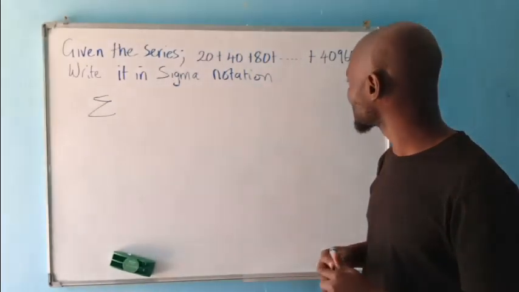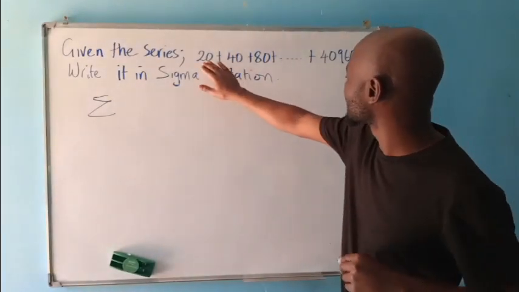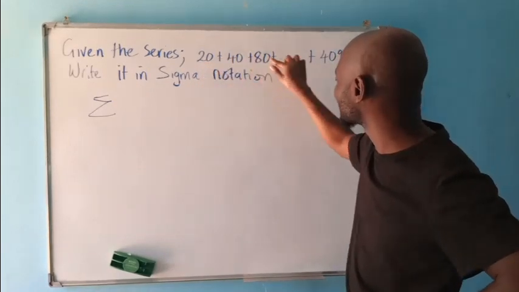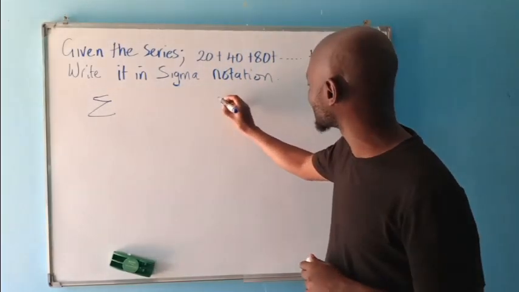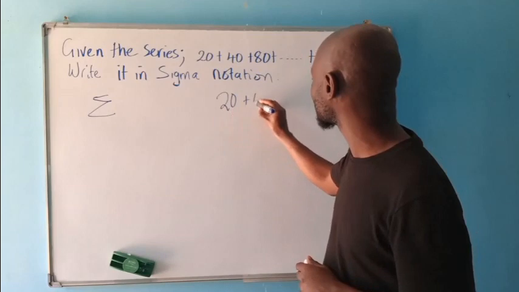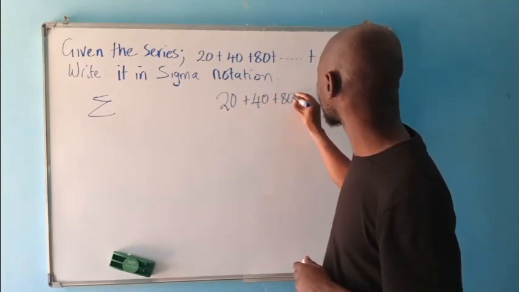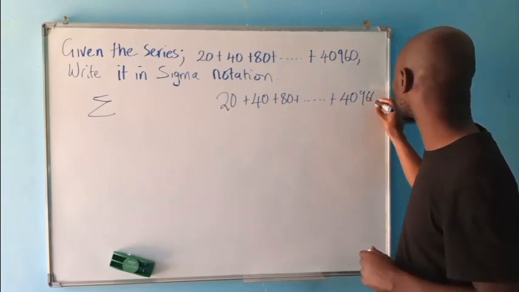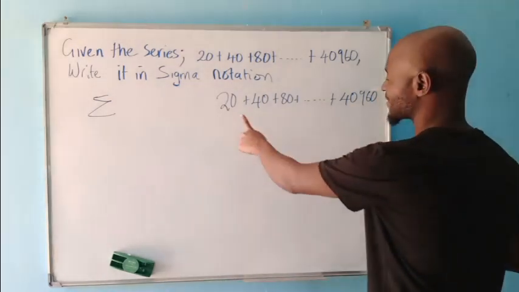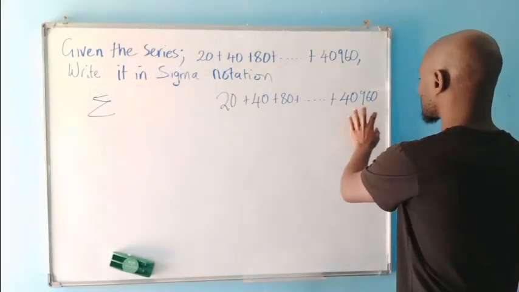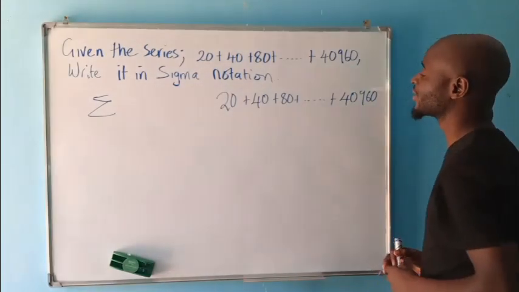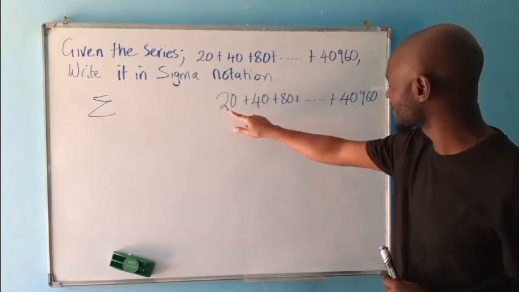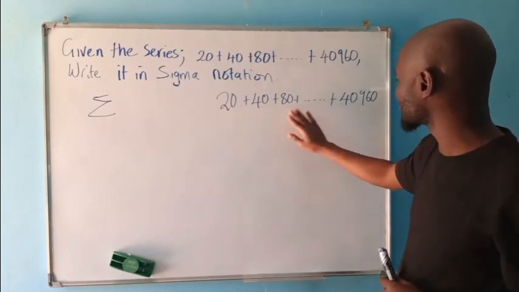So what are we supposed to do here? First, we need to predict the formula for the nth term, the formula that predicts the term at each particular position. So what we have here is 20 as the first term, plus 40, plus 80, plus some terms in between, then the last term is this one. We know this is the first term, we need to know this particular last term. But before we do that, we need to come up with a formula that predicts this term for the first position, this term for the second position, third position, and so on.